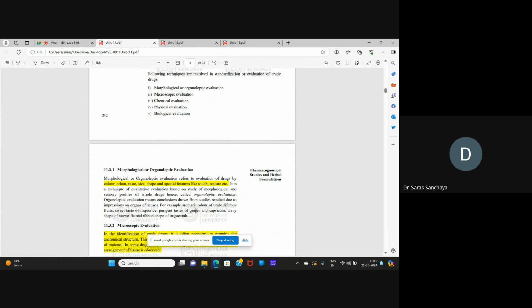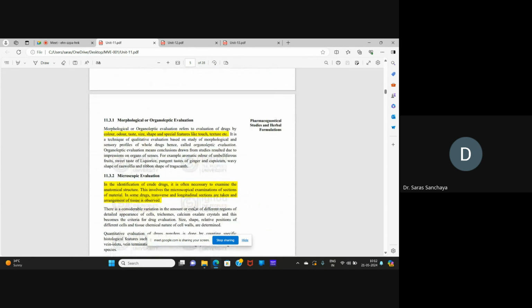First one is morphological or organoleptic evaluation. The morphological or organoleptic evaluation refers to the evaluation of drugs by color, odor, taste, size, shape, and special features like touch or texture, etc. So morphological evaluation is mainly about size and shape and color and odor. Microscopic evaluation. In the identification of crude drugs, it is often necessary to examine the anatomical structure. This involves the microscopical examination of sections of material. In some drugs, transverse and longitudinal sections are taken and arrangement of tissue is observed.